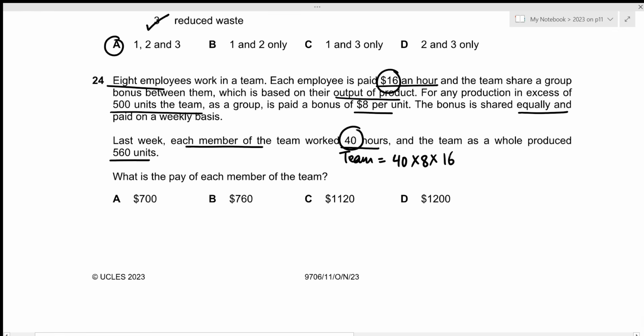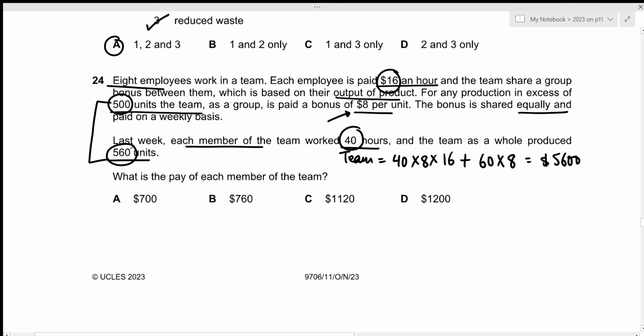Now we need to calculate the bonus as well. So we can see that the total units produced was 560, and the bonus will be paid as 8 per unit in excess of 500 units. So the excess of 500 units in this case is 60 units. So plus for these 60 units, 8 will be paid per unit. So the total pay for the team within that particular week will be 5,600.